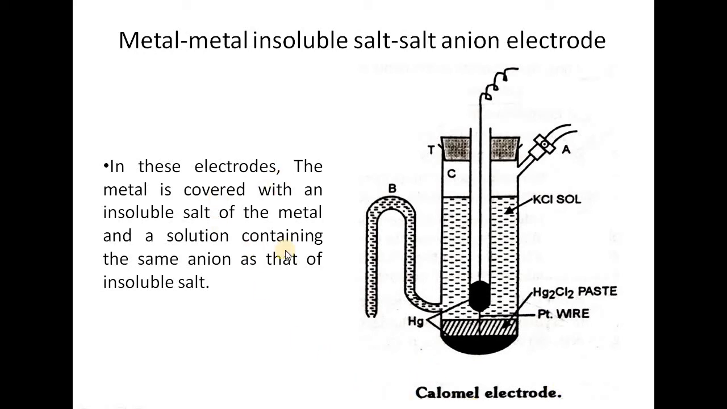Now in this electrode, the metal is covered with an insoluble salt of the metal, and here the insoluble salt is mercurous chloride. So in this case, mercury is covered with mercurous chloride paste. This is further covered by the solution of KCl, which contains the same anion as in mercurous chloride.